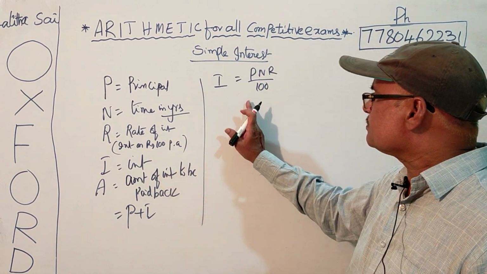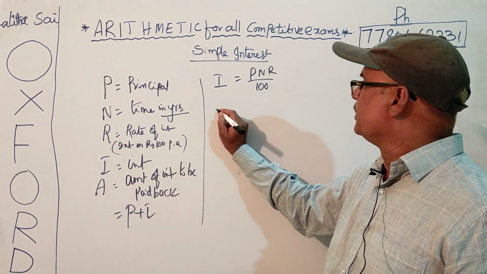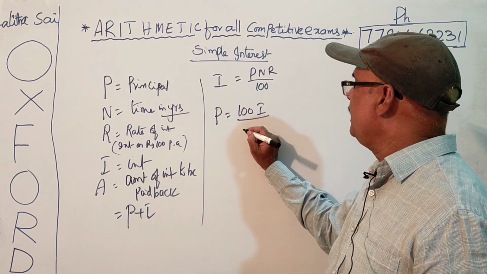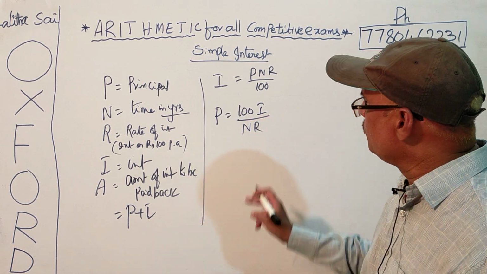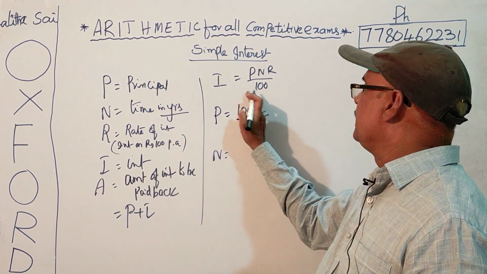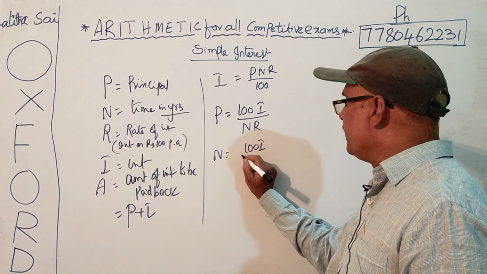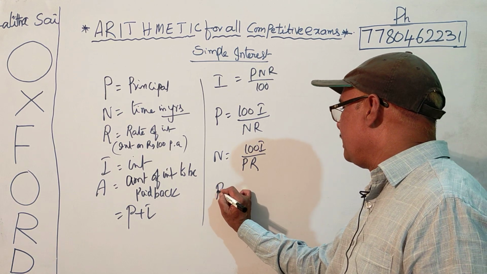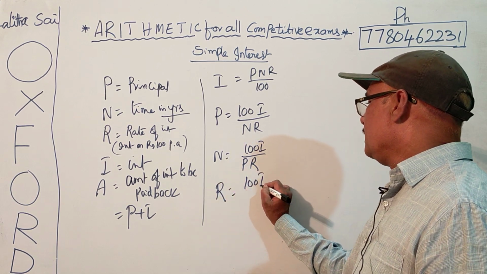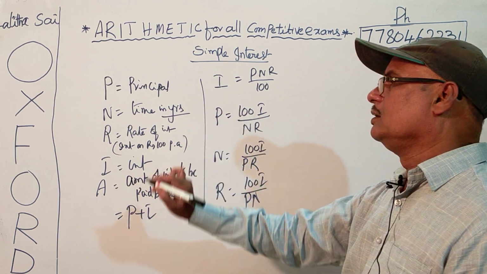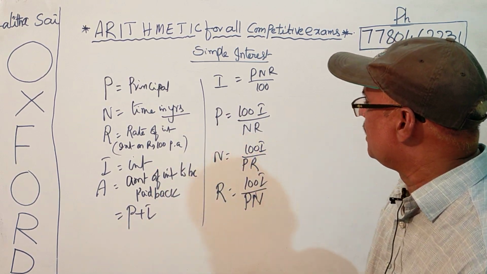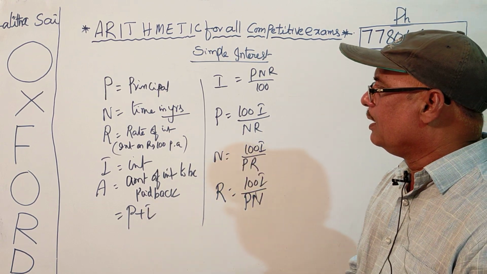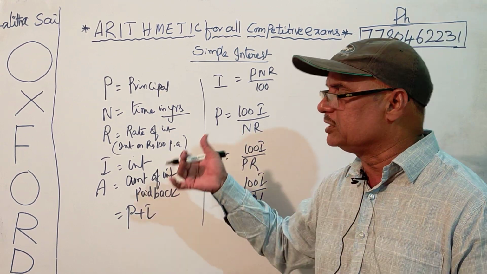In the same way, you need to find P. P is equal to 100I divided by NR. If you want to find N, that is again 100I divided by PR. And the last one, if you want to find R, that is 100I divided by PN. So these are the main formulas relating to this one. Just one more thing is there, that formula. In the meantime, please take down this one.